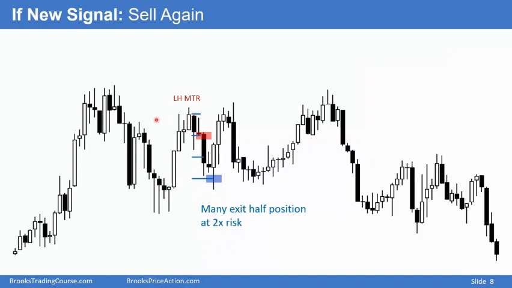Lower high, major trend reversal, bull trend, very strong breakout. The bull trend tried to resume, but it's failing at a lower high, so it's a lower high major trend reversal, and a second entry short. First here, and then here.